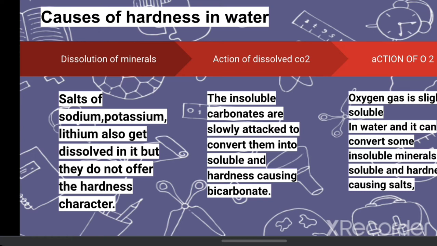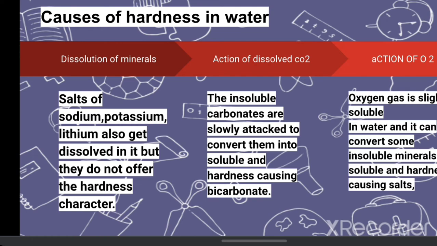The second is the action of dissolved CO2. The insoluble carbonates are slowly attacked to convert them into soluble, hardness causing bicarbonates. Third is the action of O2. Oxygen gas is slightly soluble in water and it can convert some insoluble minerals to soluble, hardness causing salts.